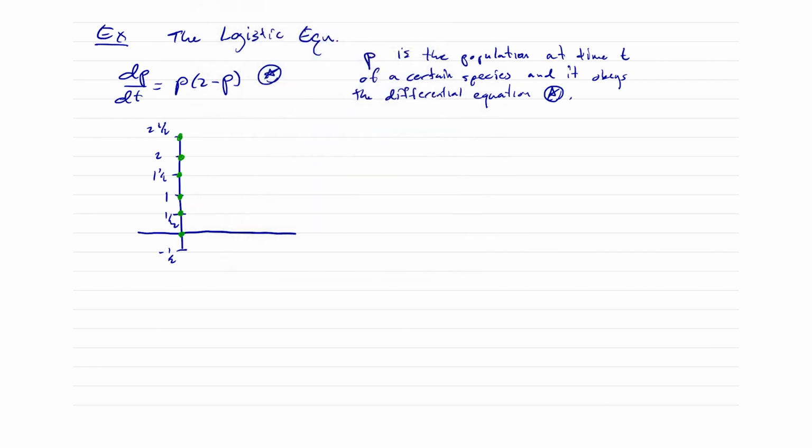So let's go ahead and work them out. Let's say y is equal to, say, 0. What happens? Well, I shouldn't say y anymore because p is playing the role of our dependent variable. So I'll just say p is equal to 0. That gives us dp dt is equal to 0 times (2 minus 0), which is just 0. And so that means that our slope here at 0 is horizontal.